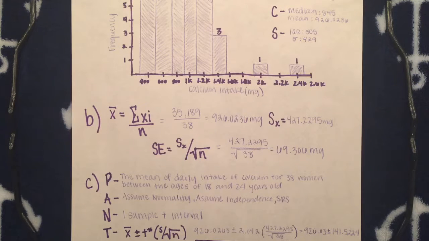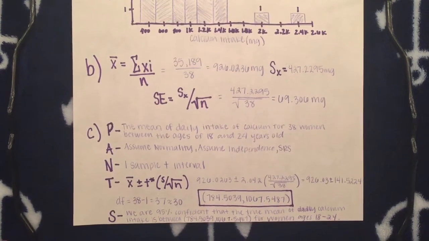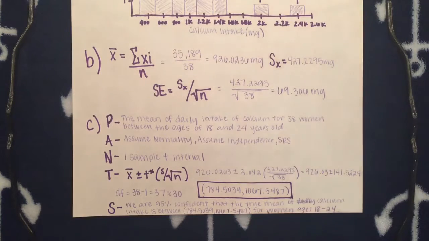So part C is asking, find a 95% confidence interval for the mean. And when you see confidence interval, think PANIC. So P is the parameter, so the mean of daily intake of calcium for 38 women between the ages of 18 and 24 years old. For A, we should assume normality, assume independence, and the SRS is given. For N, the test we're going to use is the 1 sample T interval. And for T, this is what our equation is and all the work for it.